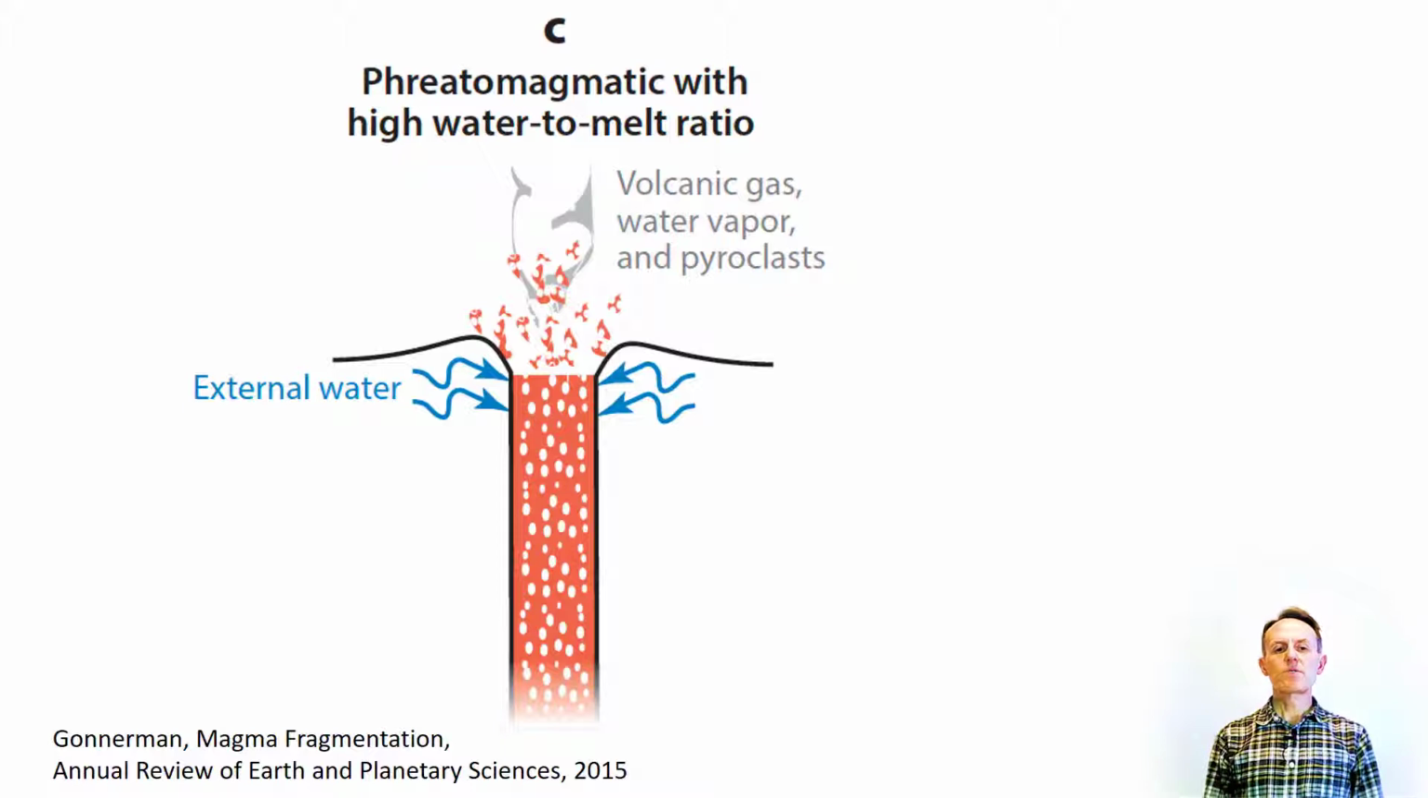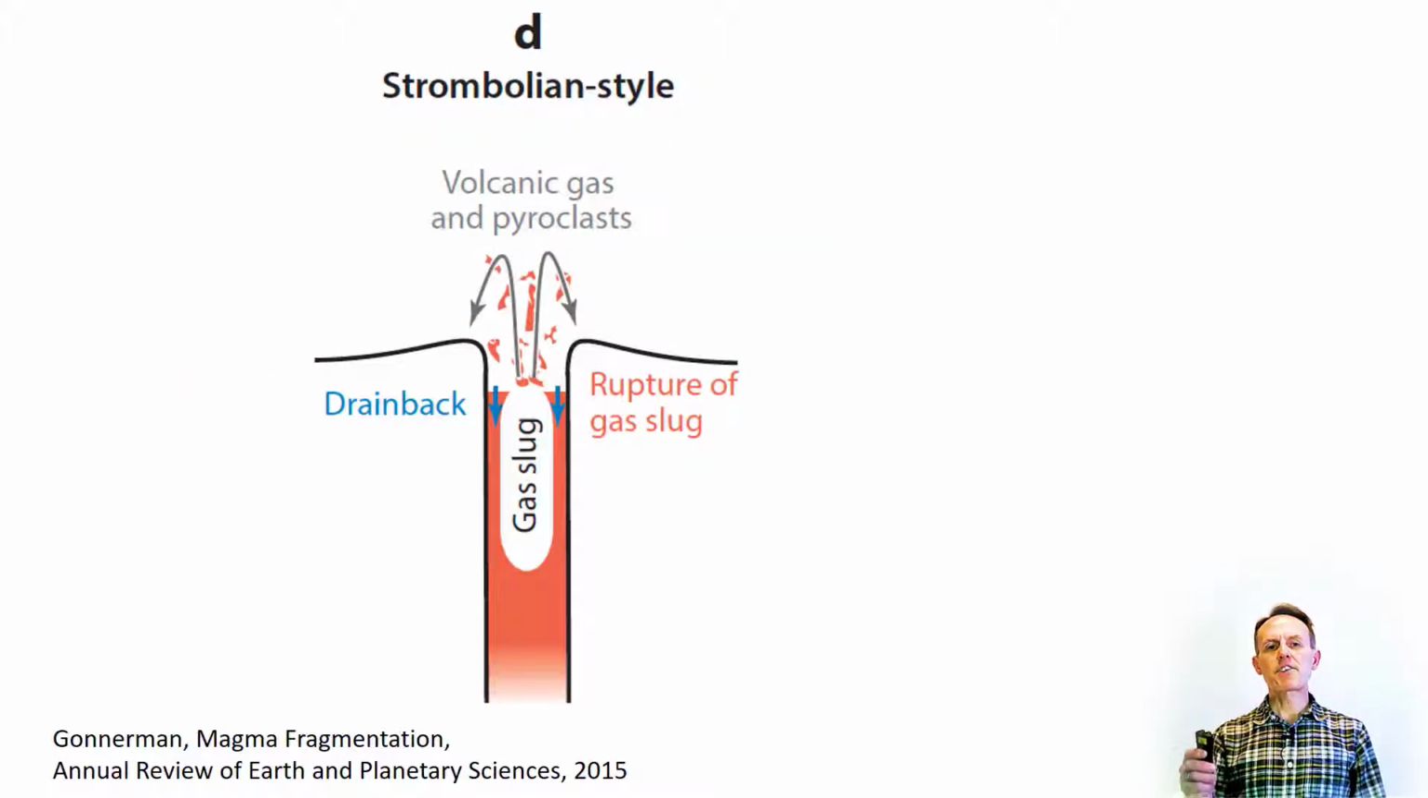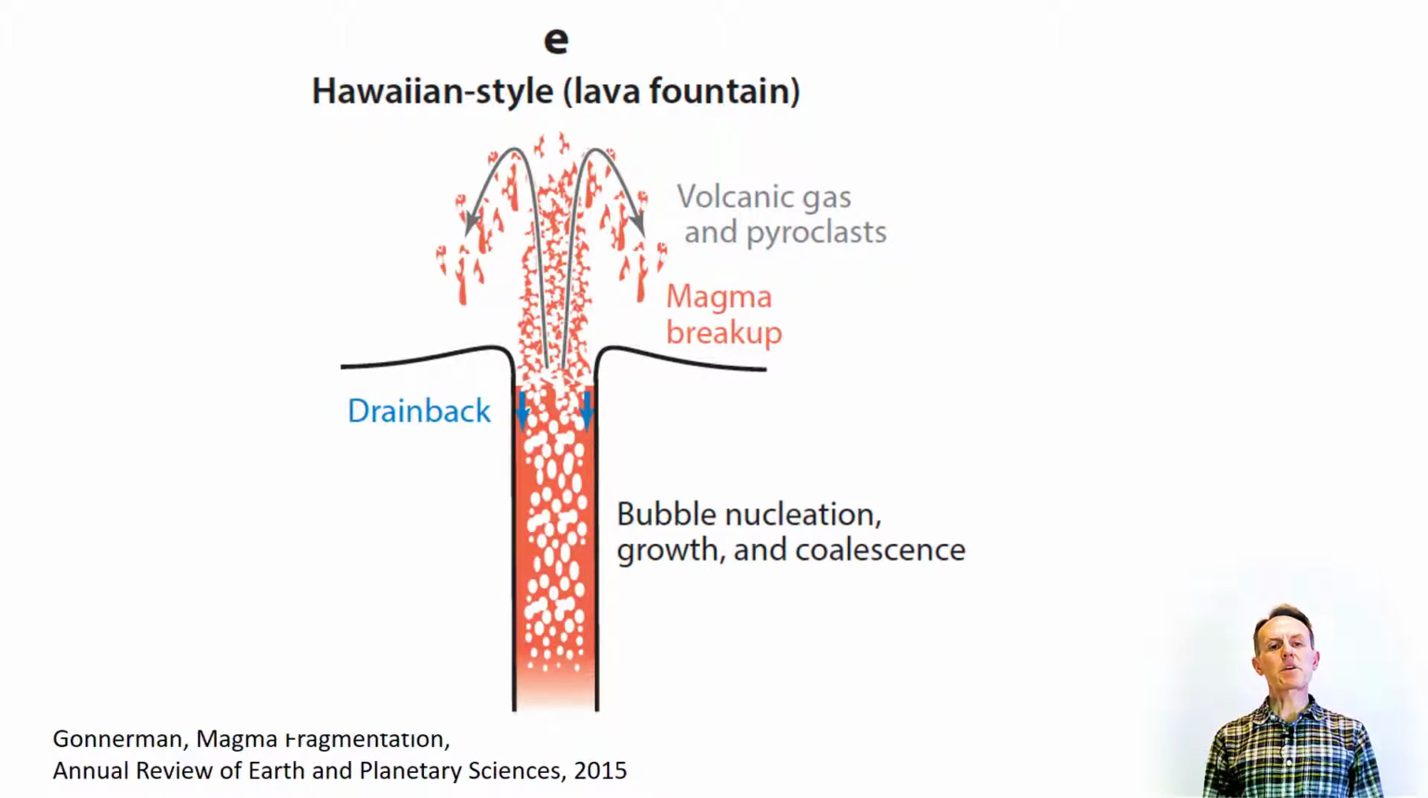Panel C shows a phreatomagmatic explosive activity predominantly due to hydromagmatic fragmentation at high water-to-melt ratios. Eruptions of this type can also happen under ice cover, where there is abundance of water due to ice melt. Panel D shows the situation in what is called Strombolian type of activity, where large bubble accumulations, called gas slugs, rise through a slowly ascending magma of low viscosity. Finally, panel E shows magma breakup during what is called Hawaiian-style eruption, characterized by high ascent rates and sustained jets composed of gas and pyroclasts.